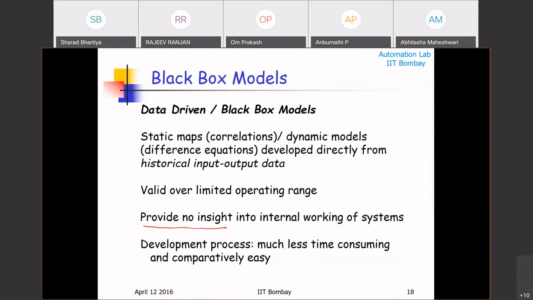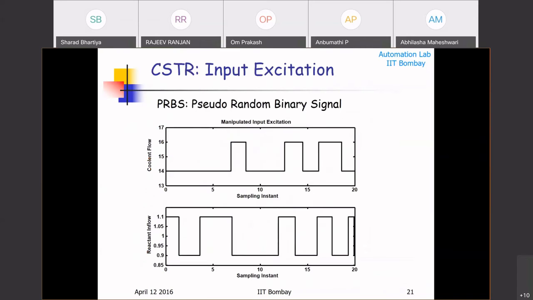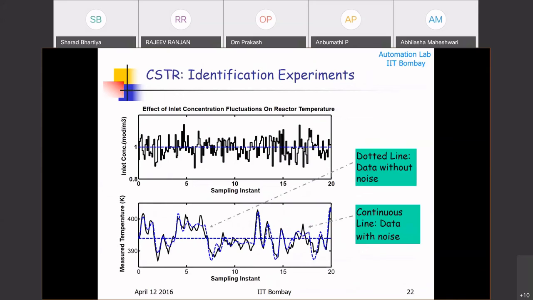Let me try to quickly go to the types of models. So I'm going to skip this. What is, is linear systems.